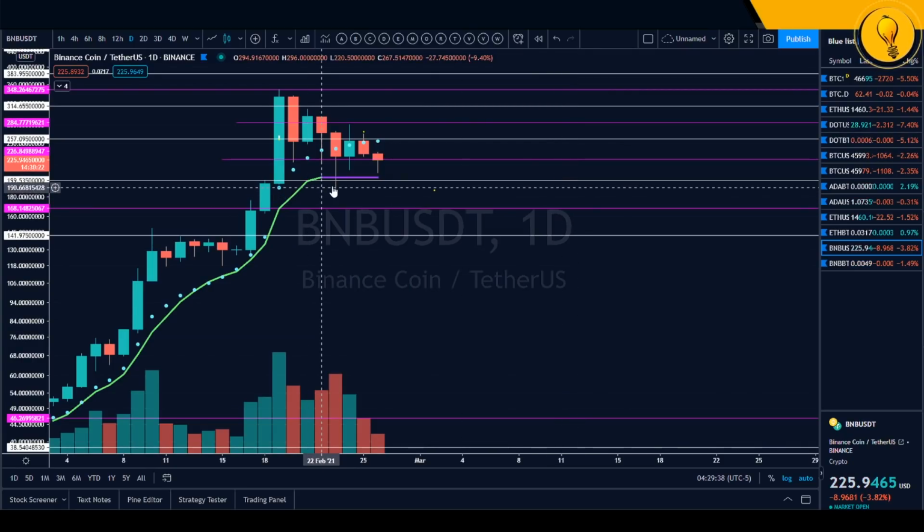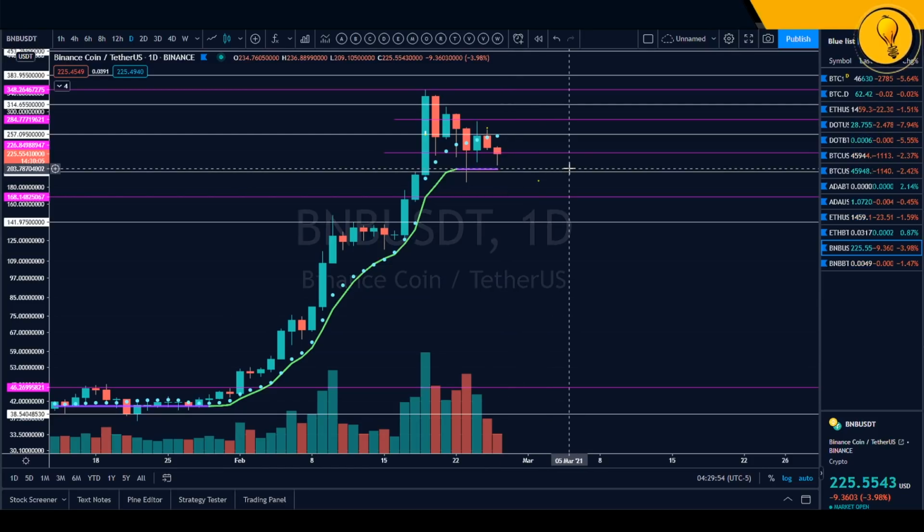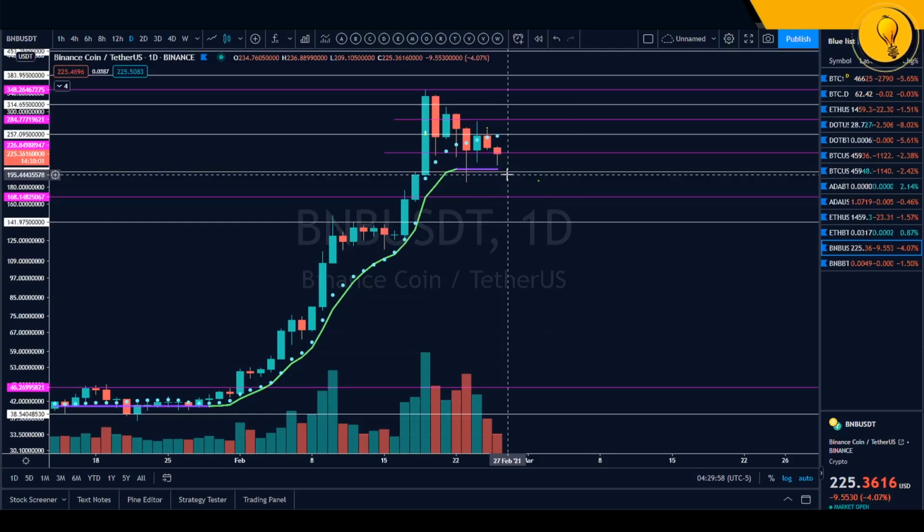Dynamic once again turned purple. Once again the dynamic is also in line with support at $200. We have not lost this yet. It's only once the dynamic starts turning red and price starts living underneath these regions of support will I really turn bearish on this chart.